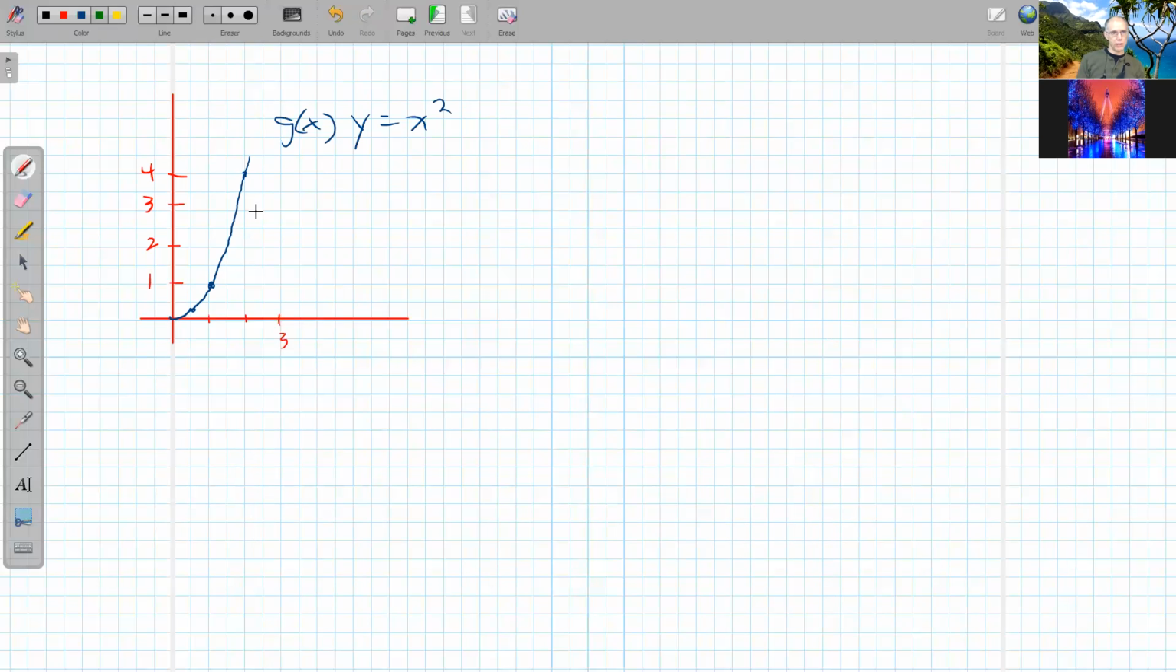And I want to try and figure out what is the area underneath here at any value x. So I pick some x value there. I guess I can call this the x value over there. What is this area underneath there?